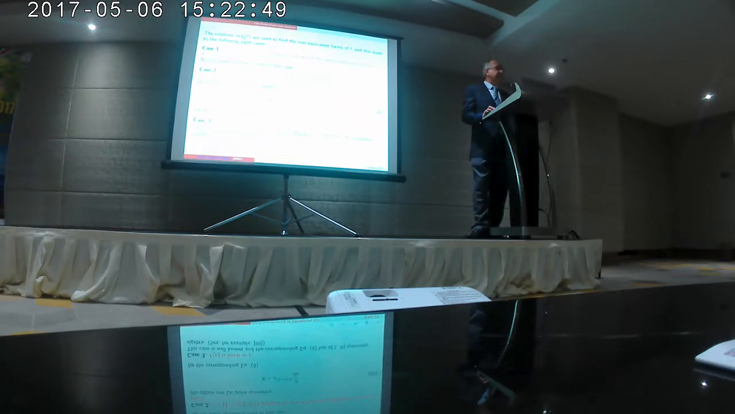Now the relations in 27 are used to find the non-equivalent forms of f, and this leads to the following 8 cases for the function f. So the first case is when f is an arbitrary function, but mu is not equal to 1 minus, n is not equal to 1 minus mu over 2. And in this case, no Lie point symmetry exists.